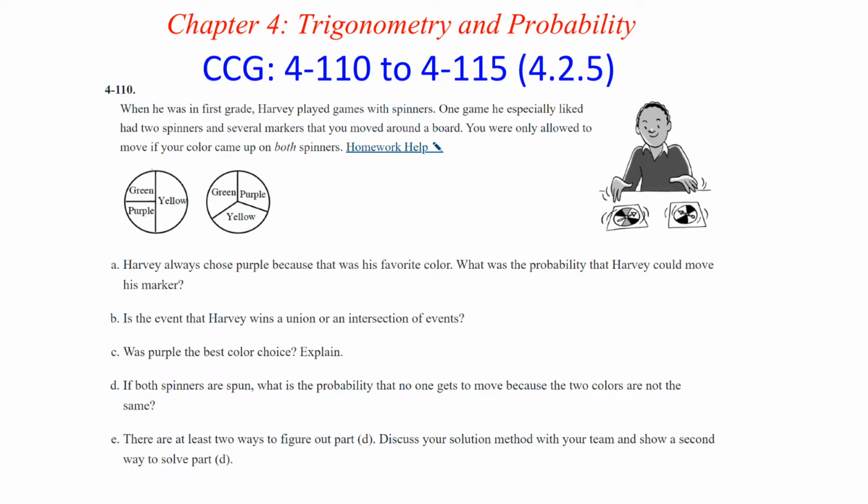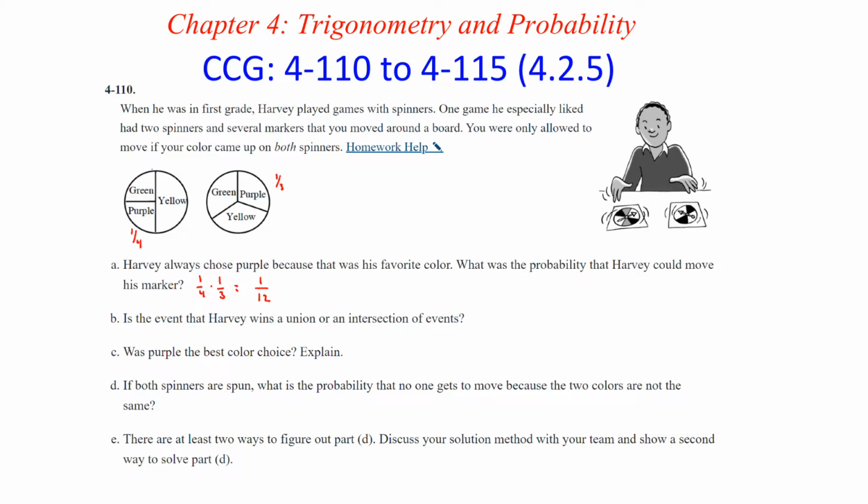Alright, so purple on the first spinner has a probability of 1/4, and then on the second spinner, looks like they're all broken up into thirds, so that's 1/3. So the probability that it would happen for both would be 1/4 times 1/3. Think of that area model, and that would be 1/12.